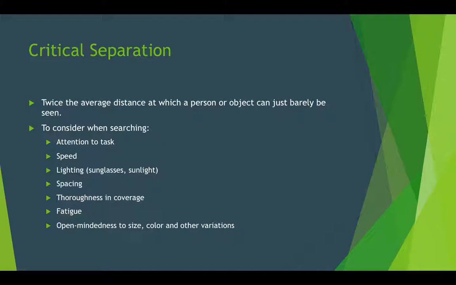Critical separation is twice the average distance at which a person or object can just barely be seen. To consider when searching: attention to task, speed, lighting, sunglasses and sunlight will affect what you can see, spacing, the thoroughness of coverage, fatigue, which will change your ability to see, and being open-minded to size, color, and other variations. Critical separation as a distance means that you shouldn't all be searching in one group if the terrain allows, but to be separated to cover more territory.